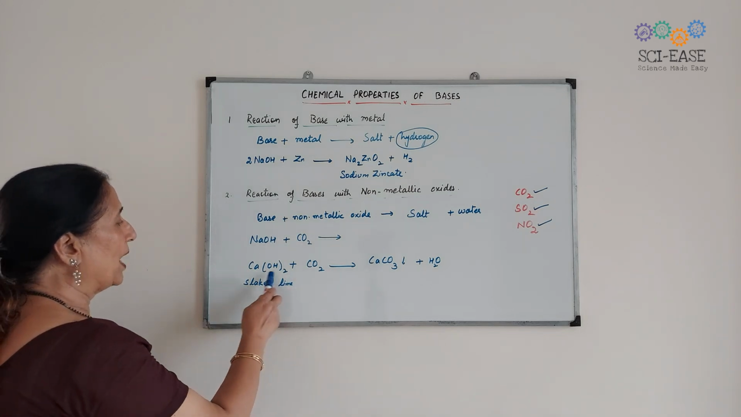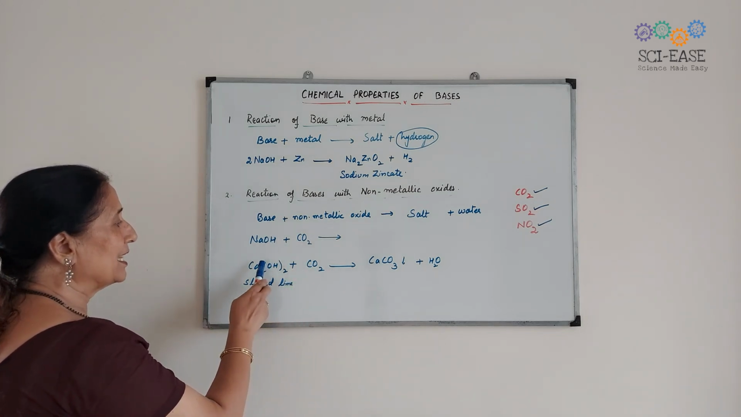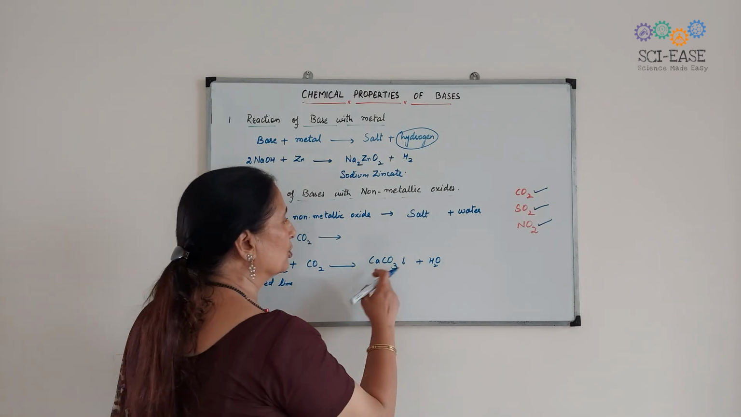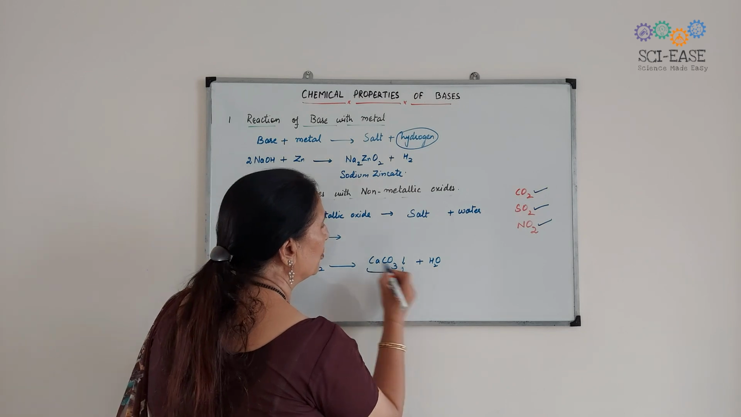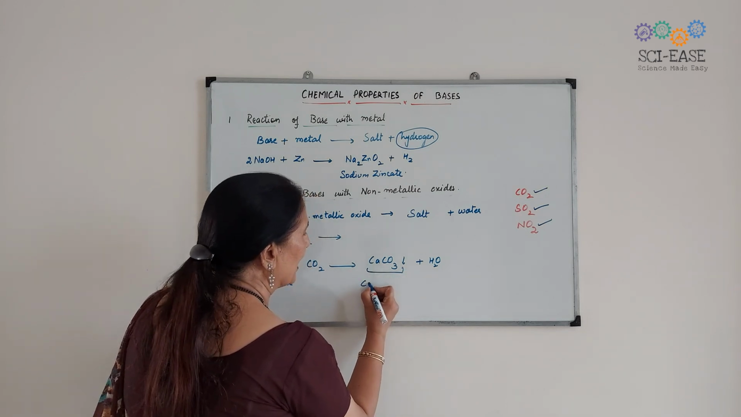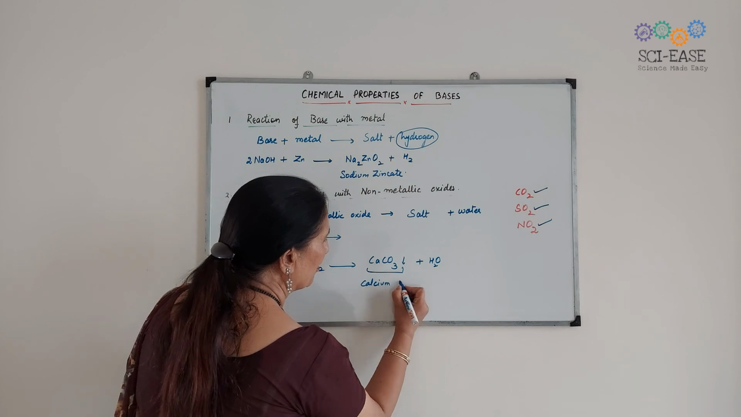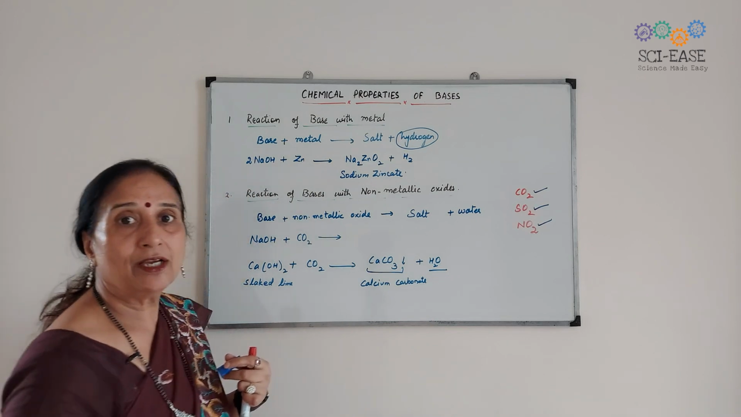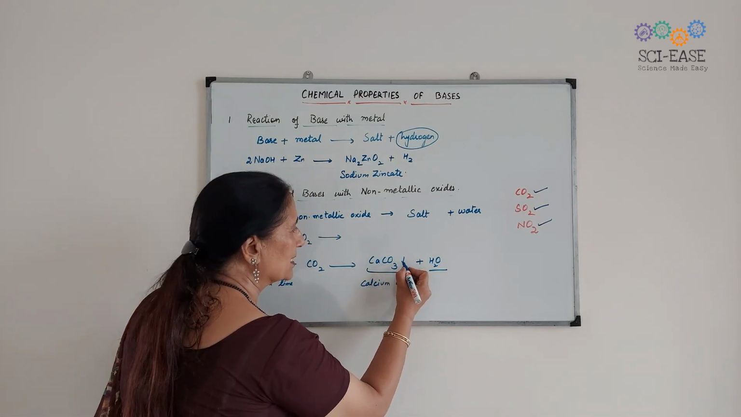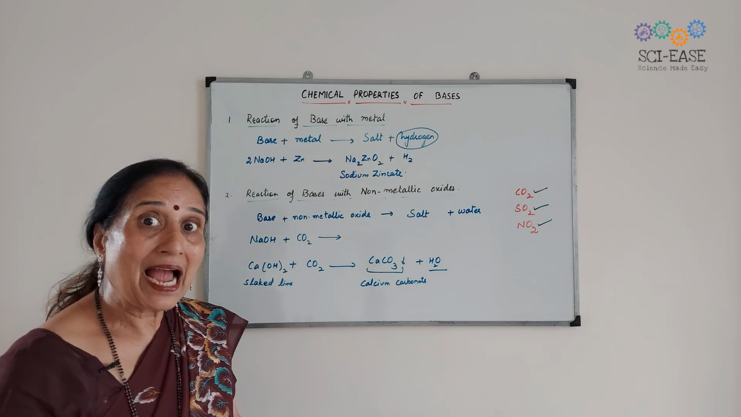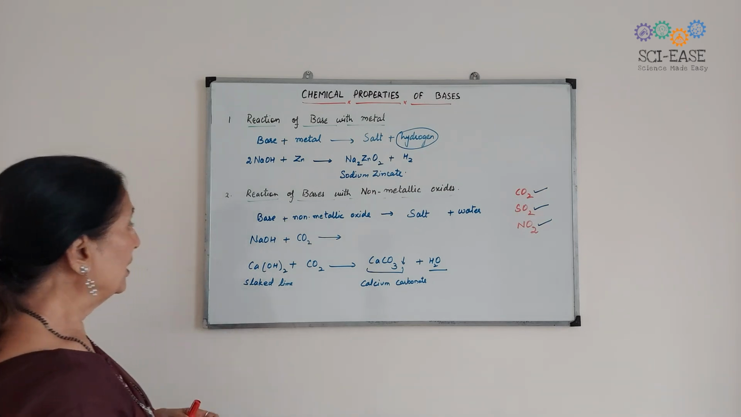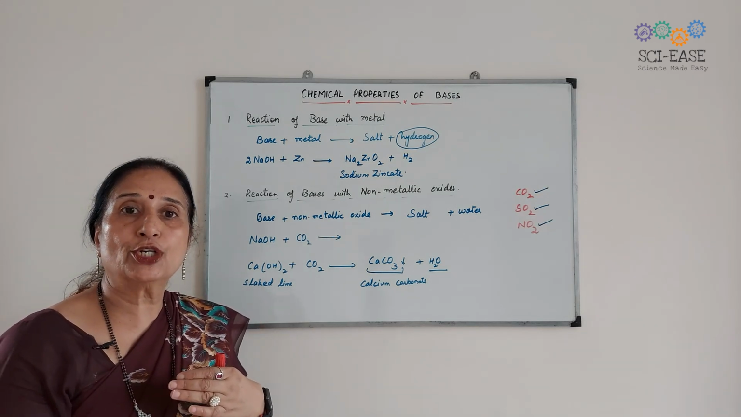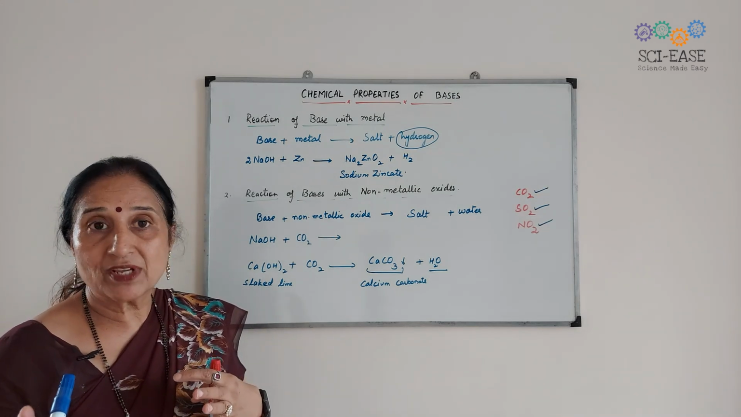So, when you pass this carbon dioxide through lime water, there is milkiness, and that milkiness is due to the formation of calcium carbonate. This is calcium carbonate plus water that will be formed and sort of precipitates, the milkiness that will appear. Okay, so this is a very important test to test the evolution of carbon dioxide in any reaction.